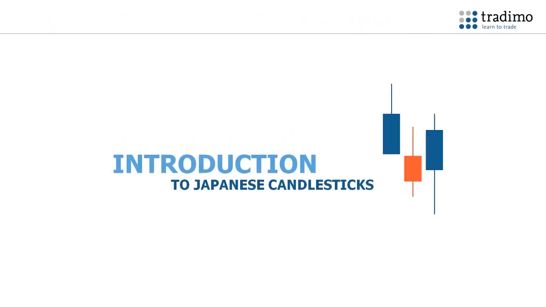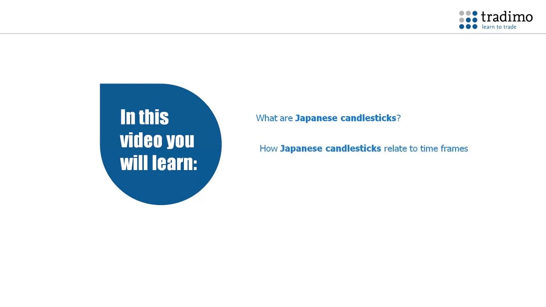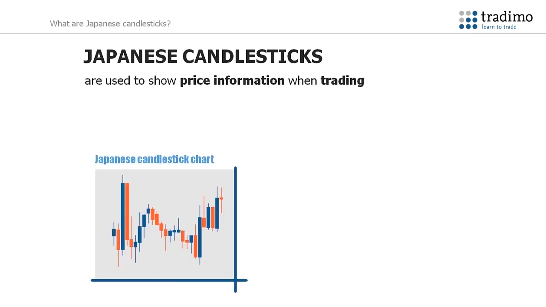Introduction to Japanese Candlesticks. In this video you will learn what Japanese candlesticks are and how they relate to time frames. You will also see the breakdown of a Japanese candlestick and how to interpret the information they give. Japanese candlesticks are used to show price information when trading.